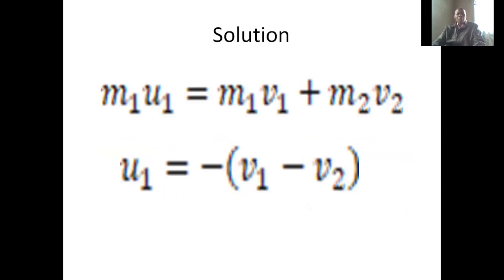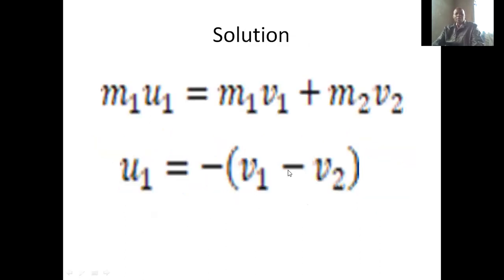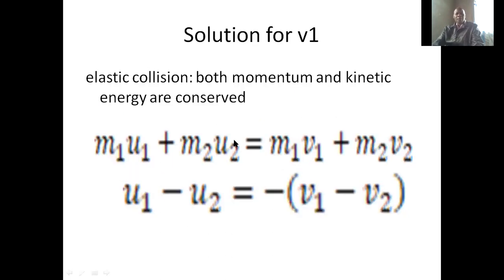And so we note that for the first part, the second bag is not moving, and therefore u2, the initial velocity for mass 2, becomes 0. And this is exactly what we have done here. We have merely indicated that the initial velocity for bag 2 is 0 in this equation for momentum and also for kinetic energy.